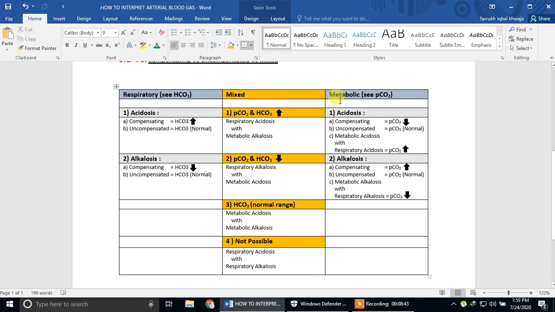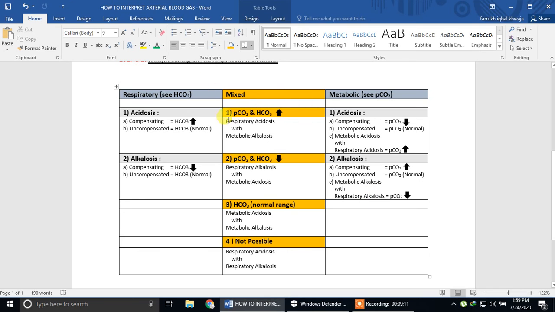Okay, so the next thing is metabolic alkalosis. If the partial pressure of carbon dioxide is increased, then it is compensating. If normal, then it is uncompensated. If it is decreased, it means it is metabolic alkalosis with respiratory alkalosis, both alkalosis. Here we have both acidosis, here we have both alkalosis. Both are doing the same thing. So this is the third possible thing.